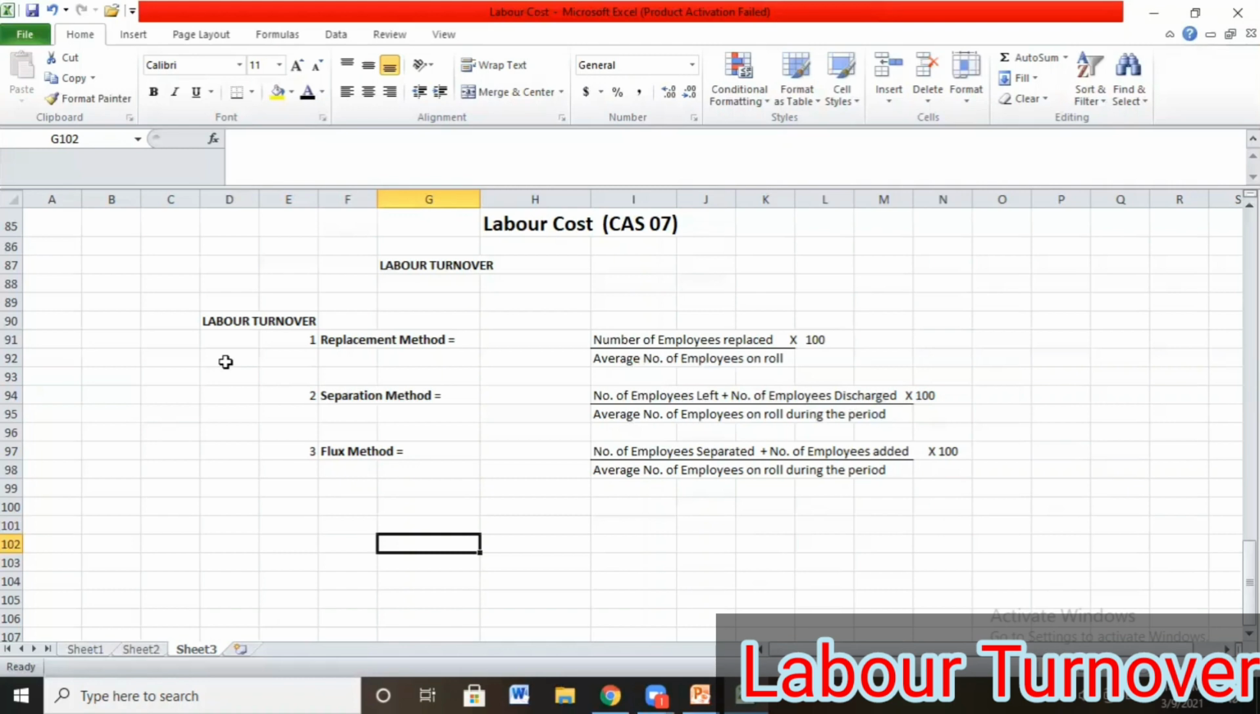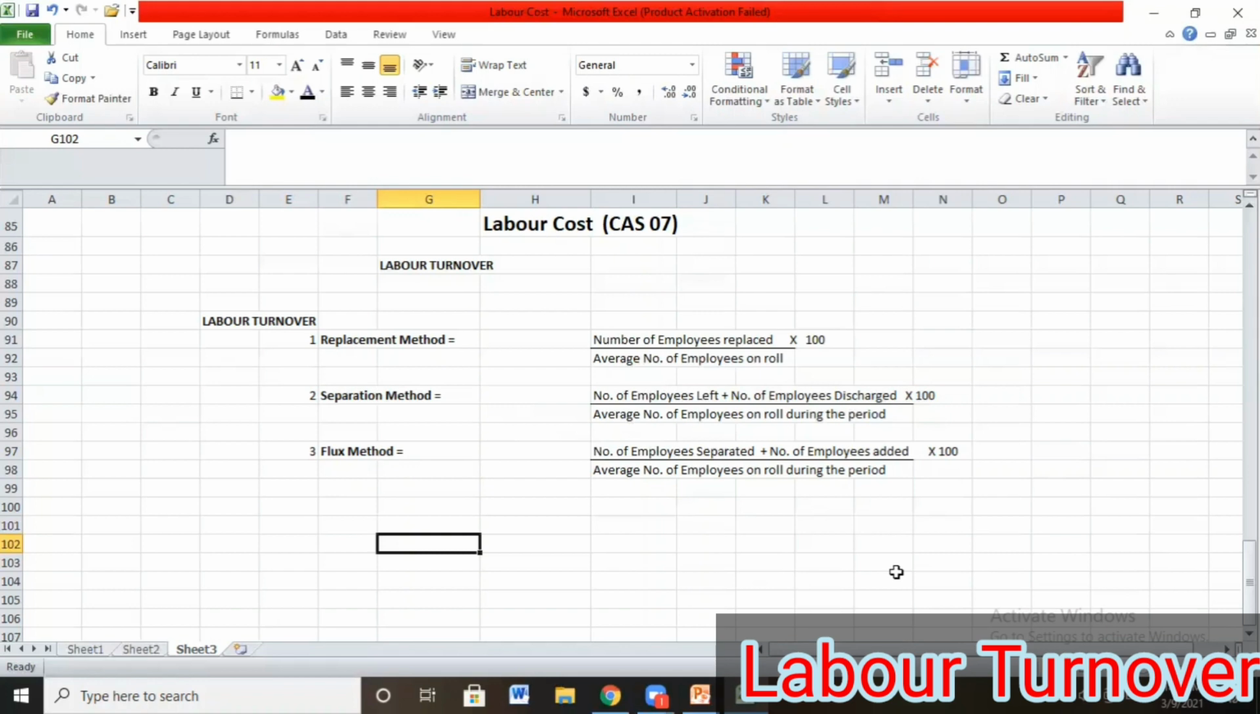And the last remedy is to set up a committee. There should be a committee comprising members from management and workers to discuss issues like control over workers, handling their grievances, etc. So these were the theoretical part which you need to understand while dealing with labor turnover.